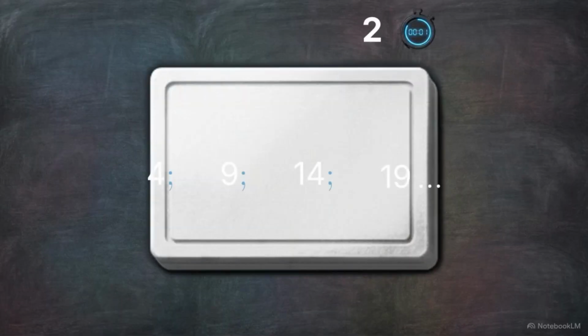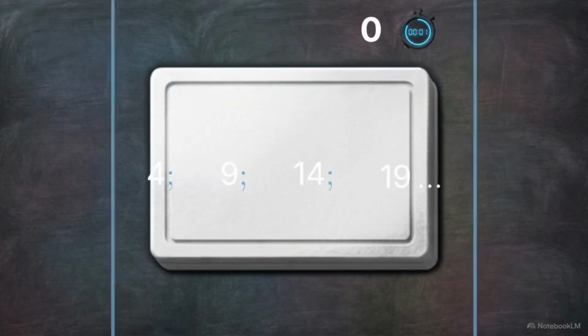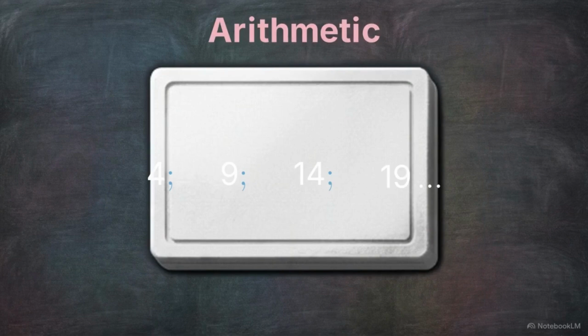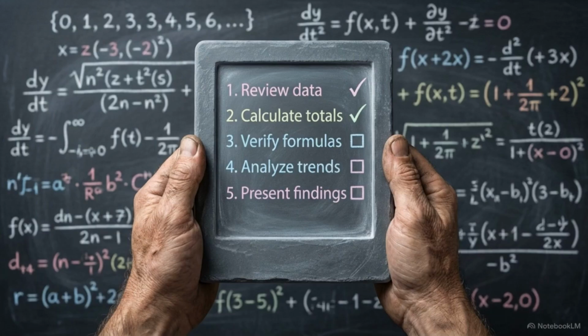Identify this sequence. The answer is arithmetic, or TN. Subtracting term 1 from term 2 yields a constant difference of positive 5.